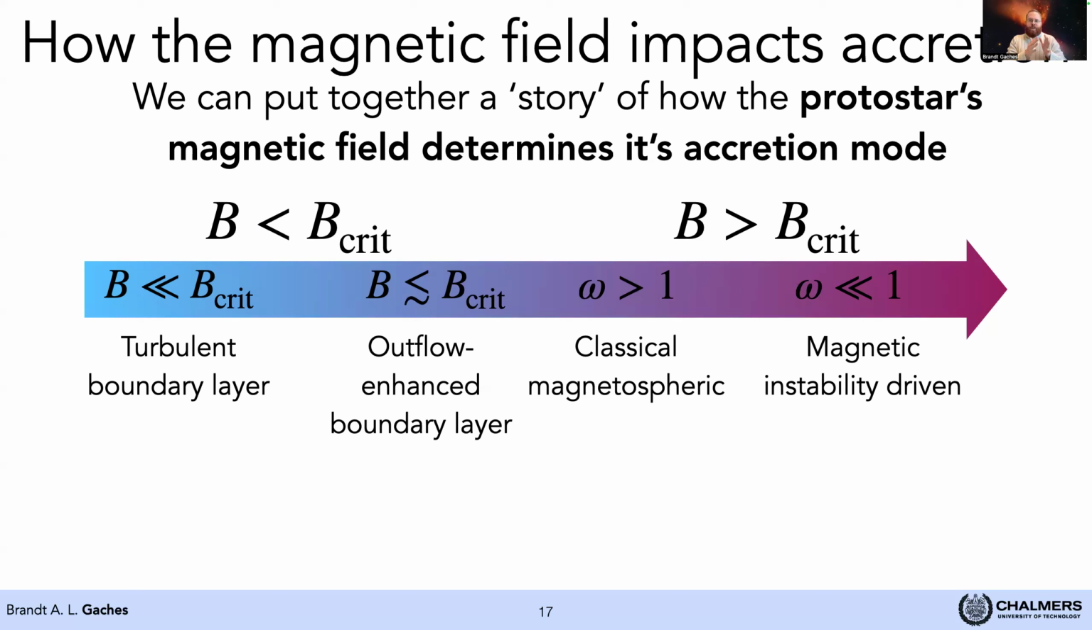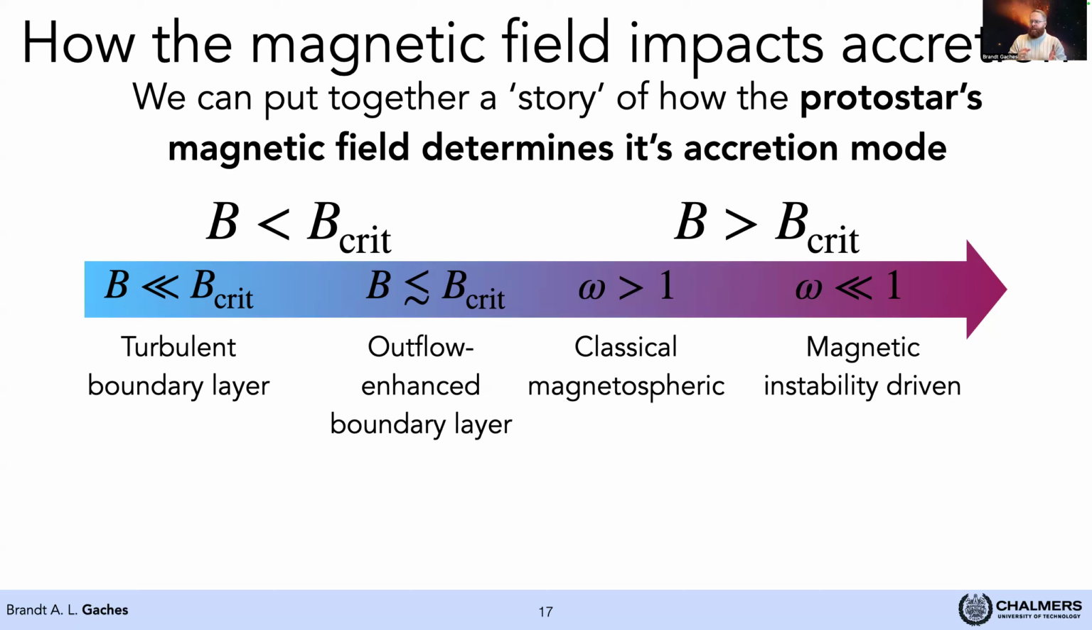If it gets close to this critical magnetic field, so strong enough that you start to get an outflow generated by the presence of this dipole, but not enough to truncate the disk, you end up with outflow-enhanced boundary-layer accretion. This is more typical of the pictures and diagrams you see from the old classical model of boundary-layer accretion, where you have a thin disk hitting into the equator of the protostar.